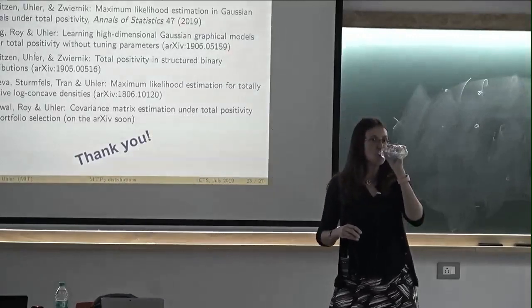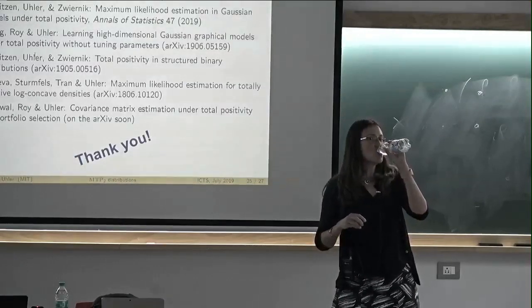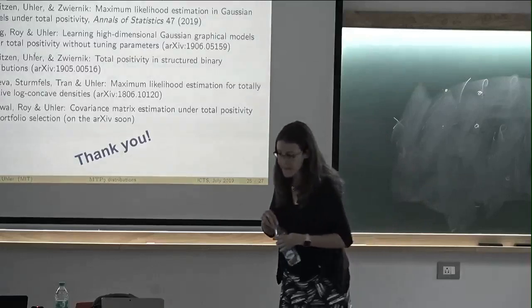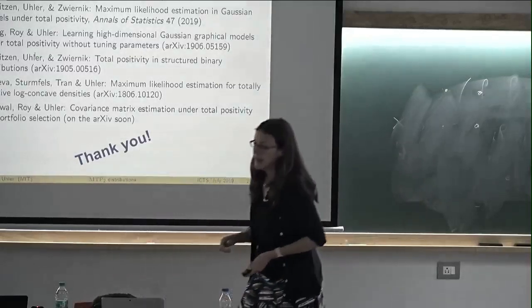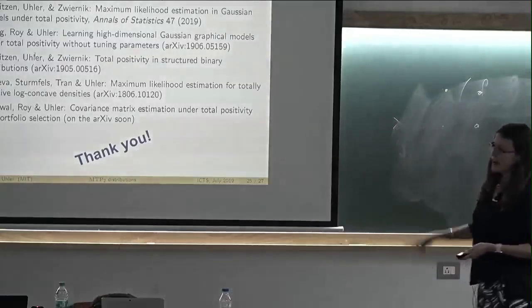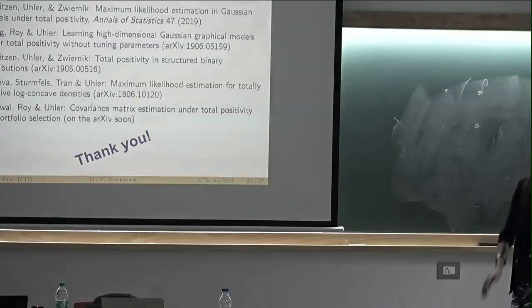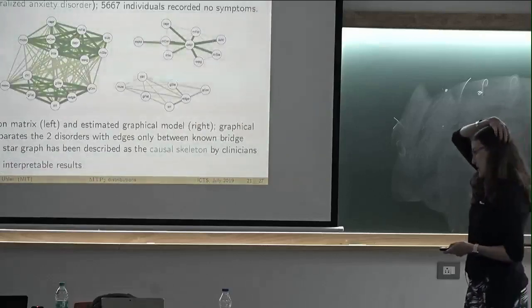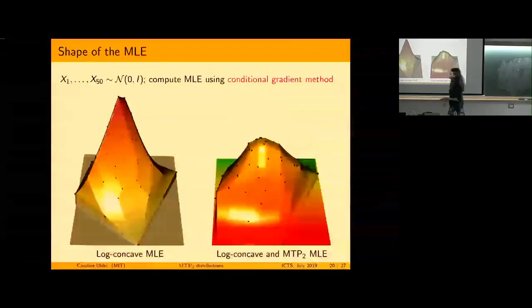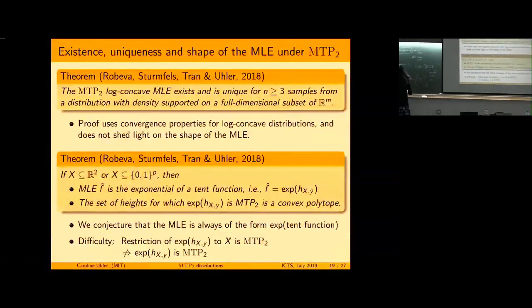Are there good fast mixing, nice Markov chains converging to MTP2 distributions? Yes, so I only know it in the Gaussian setting, and there is something else that we didn't really look at.